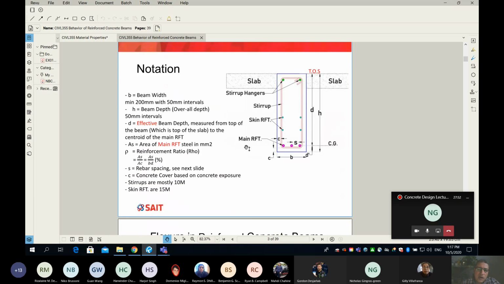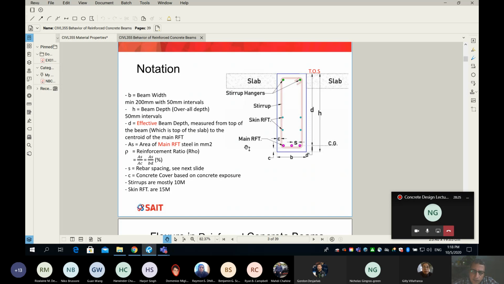Okay, guys. Now, quickly, you've seen this slide before. That's not new, but it's a good time to remind you of all the notations on this slide, because you need to memorize those notations. For example, the beam width, I'm always going to call it letter B. Now, for the depth of the beam, there are 2 depths. One is called overall depth, or H, which is measured from the top of the slab to the extreme fibers in tension at the bottom of the beam.